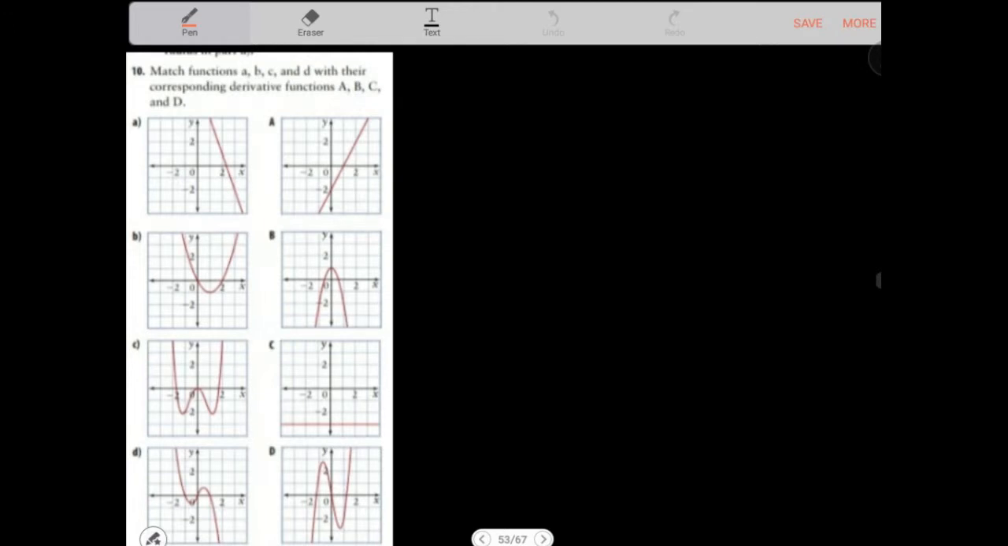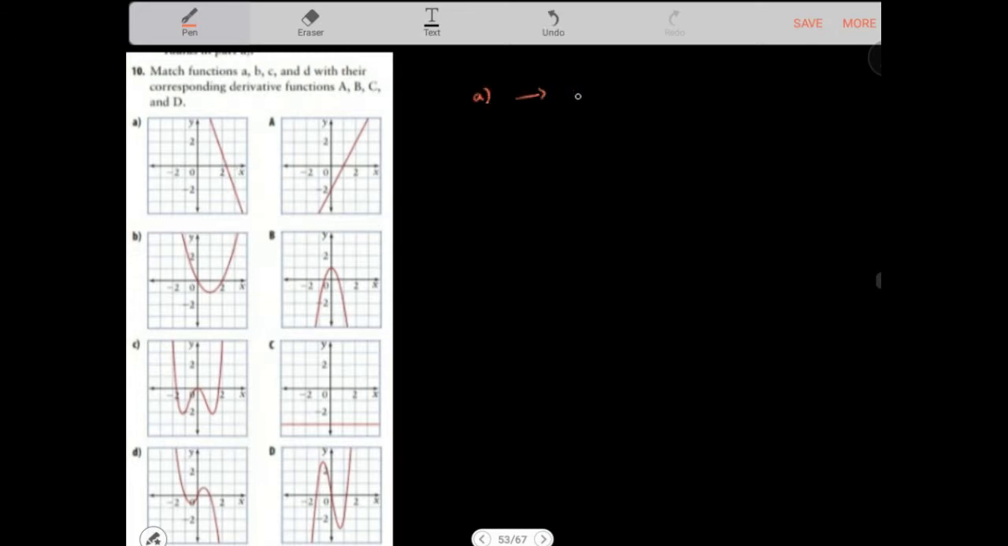Alright, let's match functions a, b, c, and d with their corresponding derivative functions, capital A, B, C, and D. So if we look at graph A here, we can see that this is a constant negatively sloping line. So the derivative, first of all, should be negative, so it should be below the x-axis. And the derivative should be constant because a line has a constant slope. So the only solution for A would be C.